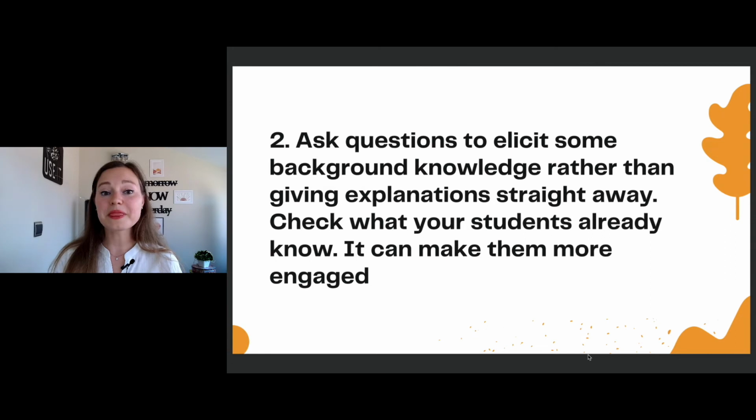Tip number 2. Ask questions to elicit some background knowledge rather than giving explanations straight away. Stop spoon-feeding your students. They don't really need it. In fact, they do have a lot to share. Let them do it. Let them show it. Check what your students already know. It can make them more engaged.